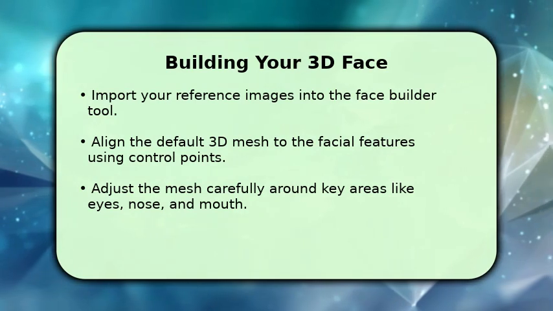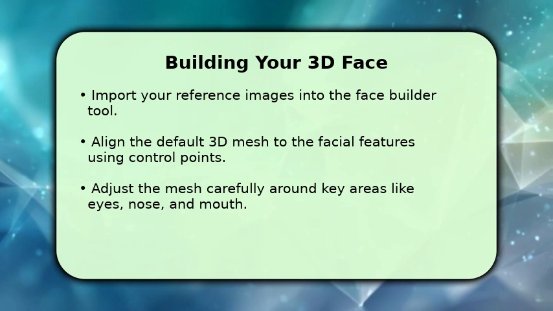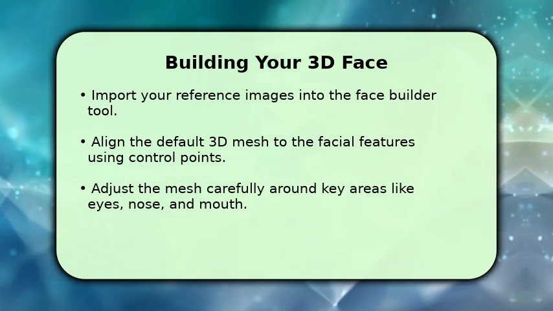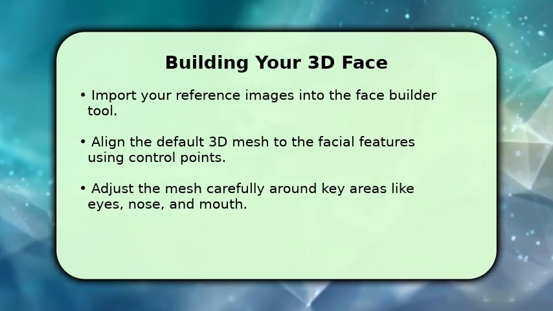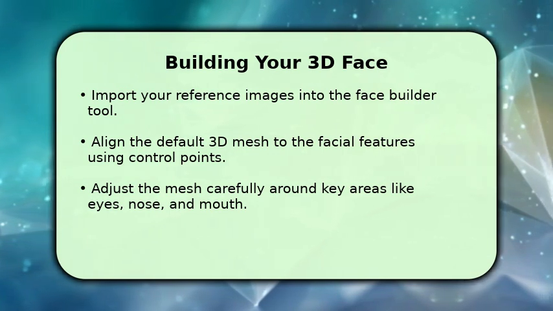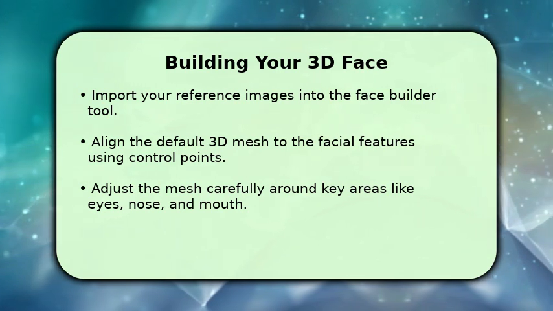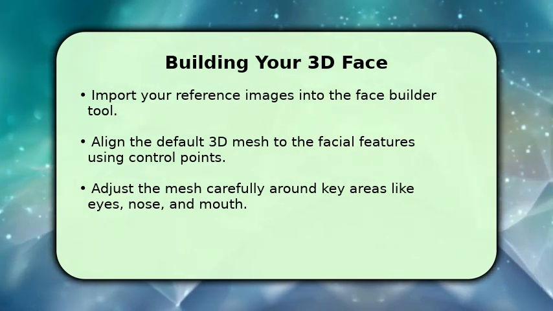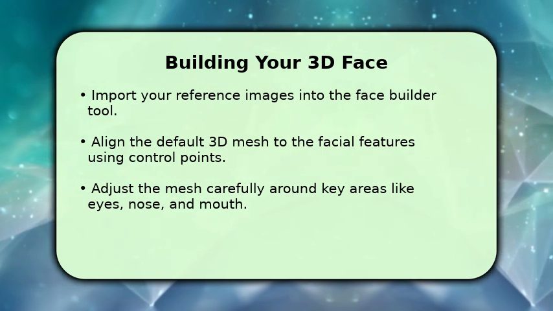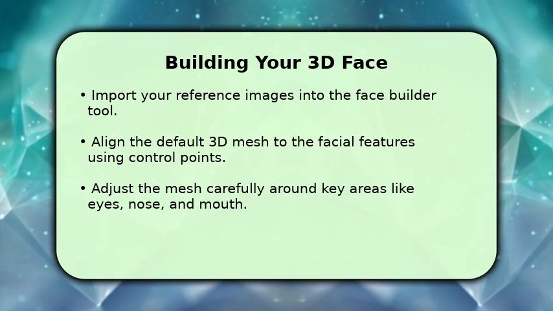Once your photos are ready, import them into the Face Builder tool within your chosen software. The tool will typically provide a default three-dimensional head mesh. Your next step is to align this mesh to the facial features in your reference images. You'll use control points, often called pins, to precisely match the mesh to the eyes, nose, mouth, and other distinct features. Take your time to adjust these points for accurate geometry.